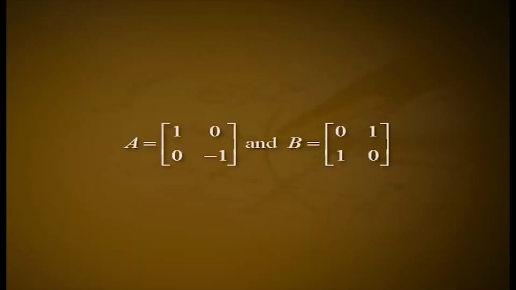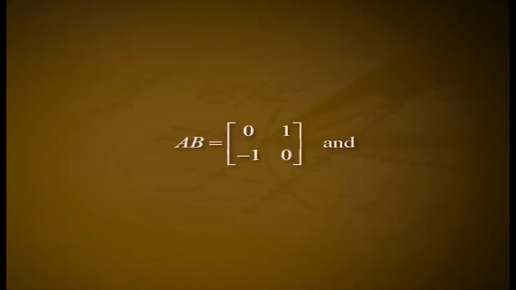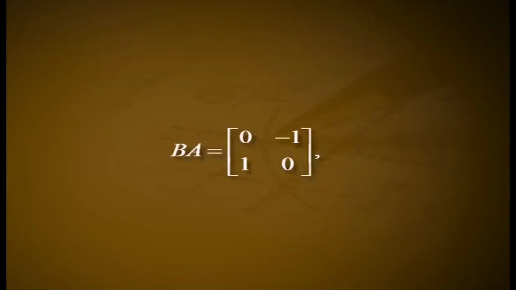Example 4. This example shows that even if AB and BA are defined, AB need not be equal to BA. If A is the matrix 1, 0, 0, minus 1 and B is the matrix 0, 1, 1, 0, then AB is equal to matrix 0, 1, minus 1, 0 and BA is the matrix 0, minus 1, 1, 0, showing that AB not equal to BA in general. That is, matrix multiplication is not commutative.